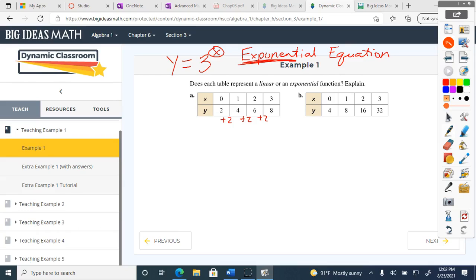Okay? What's happening here? They're multiplying by 2, times 2, times 2, times 2. That makes it exponential. That makes sense? Easy enough? So if you're adding or subtracting to get the next number, it's linear. If you're multiplying or what? Or dividing, it's exponential. Okay? Everybody clear so far? Easy enough?